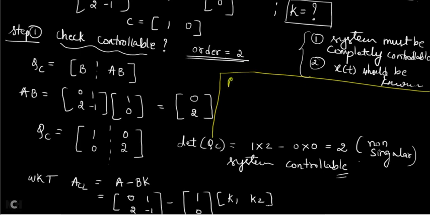How to find the poles? Poles of A. So for A, what is A given by? 0, 1, 2, -1. So you know that the poles of the control system are nothing but the eigenvalues of A. So you find out the eigenvalues of A. How to find the eigenvalues of A? It's like SI minus A. You have to take the determinant and equate it to 0.